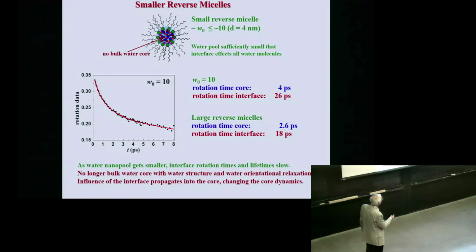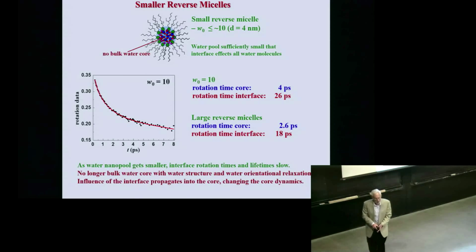It goes from 2.6 picoseconds to 4 picoseconds because the water in the center is slowing down. That even slows down more the water at the interface. That goes from 18 to 26. So we consider this the dividing line where the diameter of this thing is 4 nanometers.